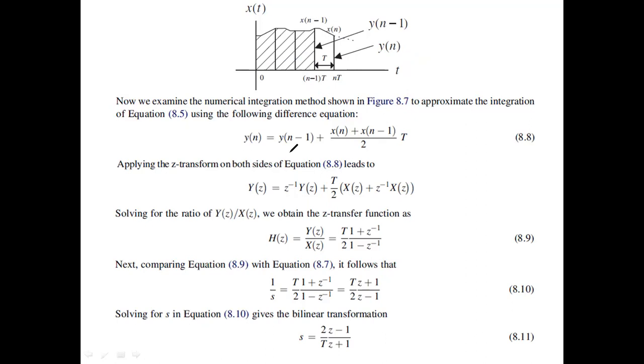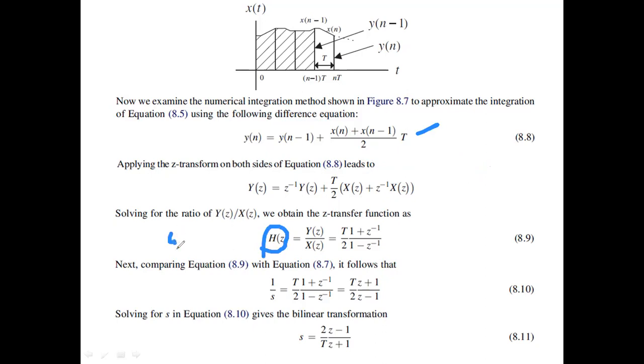This earlier approximation was y of t, which was continuous. Now this is an approximation, and the approximation means it's in digital. So we have migrated from a differential equation, that integration thing, into a difference equation now. Then we apply the z transform: y of z, z to the power minus 1 into y of z, T by 2 into x of z plus z to the power minus 1 into x of z. Now we take the ratio.